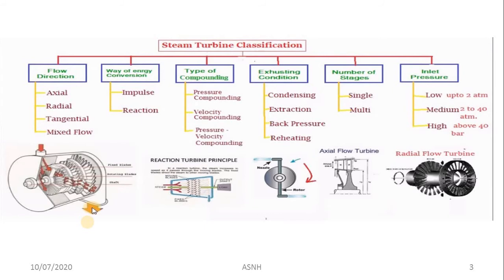Also according to the number of the stages, there are two types. The first is single stage and second one is multi-stage. According to the pressure available at the inlet, there are three types: low pressure turbine, medium pressure turbine, high pressure turbine. In case of the low pressure turbine, the pressure is up to 2 bar. In medium, the pressure is in between 2 bar to 40 bar, and in case of the high pressure turbine, the pressure is more than 40 bar.